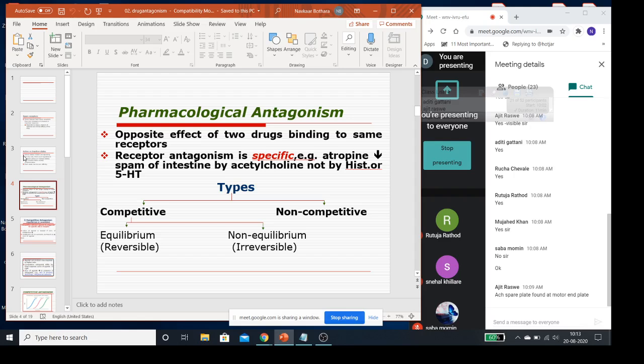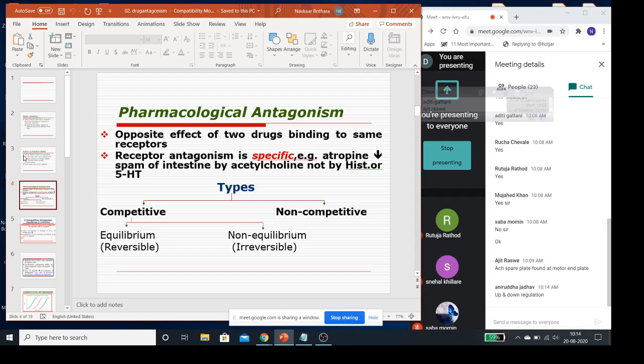Now equilibrium means we have seen earlier that an equilibrium exists between the concentrations of agonist and antagonist. If the concentration of agonist is more, then agonist activity can be seen. If the concentration of antagonist is more, then antagonism will be more predominant. Okay. As the concentration of agonist increases, it will displace the antagonist, and then the complete action will be seen.